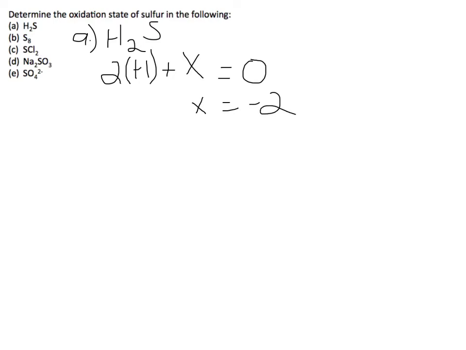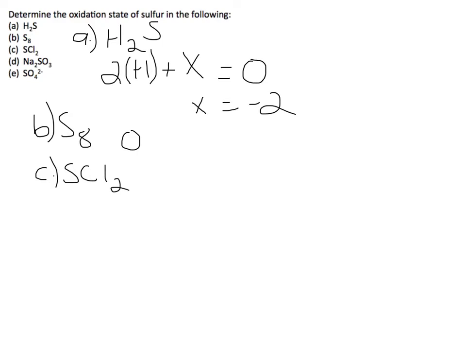The next one is S8. With S8, once again, if we know the oxidation rules, rule number 1 says any element in its elemental form has an oxidation number of 0. S8 is in its elemental form, and so the oxidation state for that is just 0. That one's pretty straightforward. The next one is sulfur chloride, SCl2.